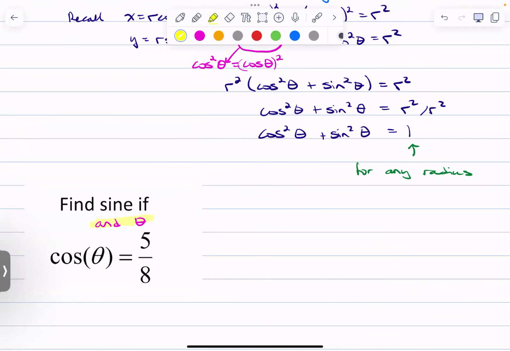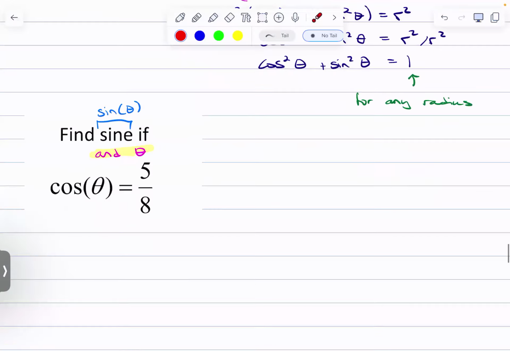And I'm adding a second part of the problem, I guess. Find the sine of theta is what it should say. Sine of theta, but colloquially, sine, if the cosine of theta is 5 over 8. And then we're going to find theta. You could, of course, find theta right now, because we already saw it. Could find theta right away.